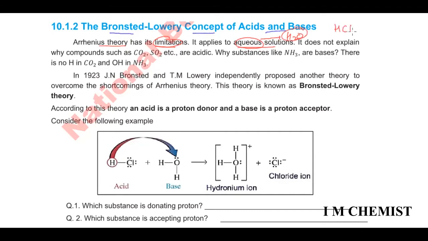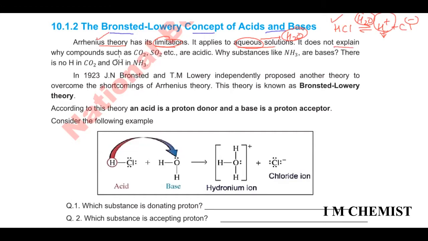If we have HCl and if you dissolve this HCl within the water, if it produce proton ion and chloride ion, due to the production of this proton ion, we can categorize HCl as an acid. Same for sulfuric acid, phosphoric acid, and so on. For all these acids, there must be the presence of water molecule. So this is the major limitation of Arrhenius theory.